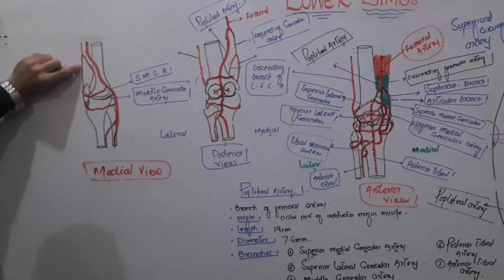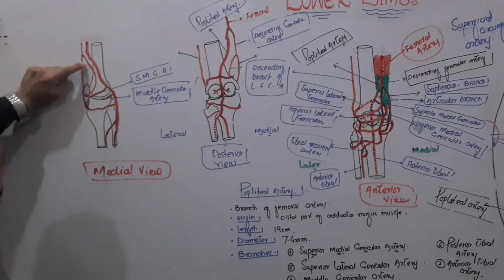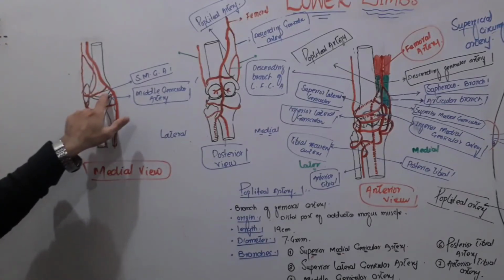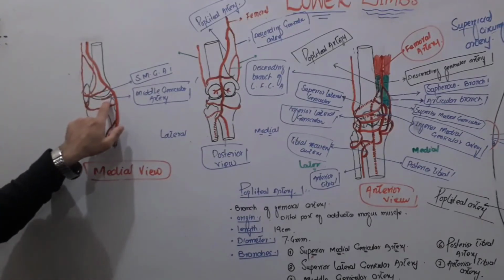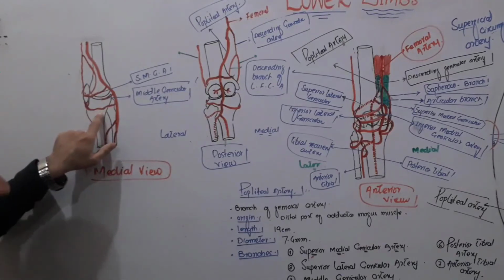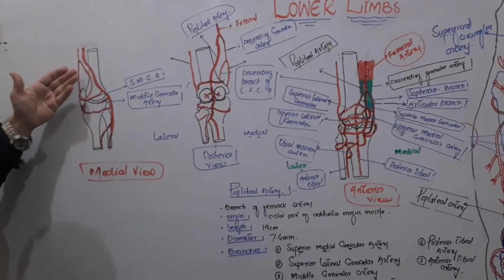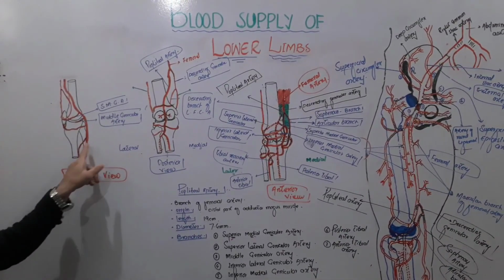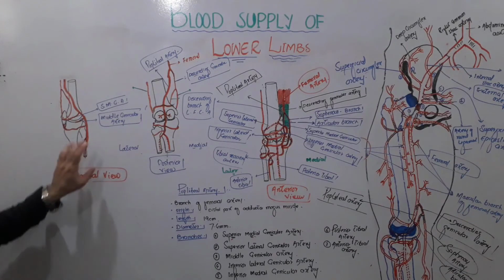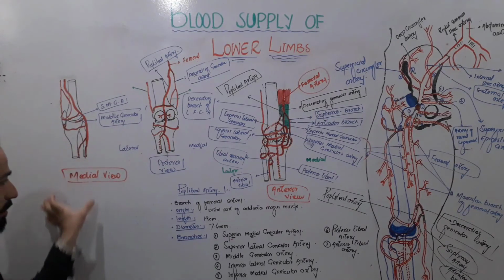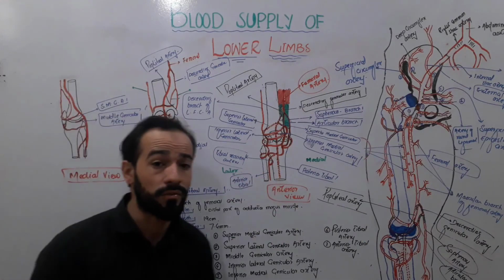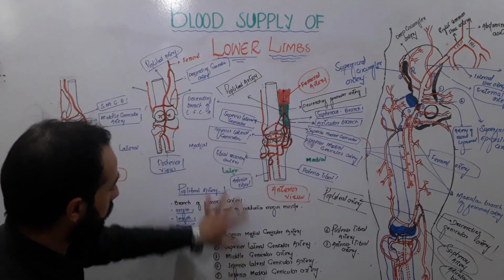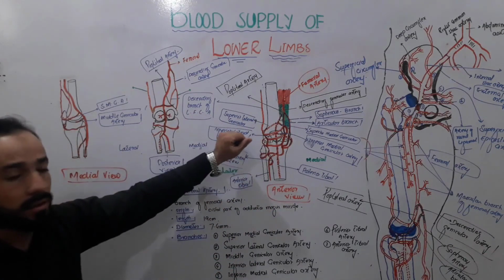The descending genicular artery gives off a saphenous branch and an articular branch. Right, clear. Then the popliteal artery gives off the superior medial genicular artery, middle genicular artery, and the inferior medial genicular artery, and the same will be the case on the lateral side, right? Then there is the posterior tibial artery and the anterior tibial artery. We will see the branches of these tibial arteries while we are discussing the blood supply of the leg, right? So friends, this was about the branches of the popliteal artery in the knee region.